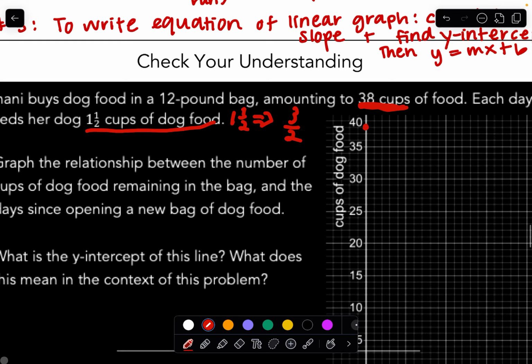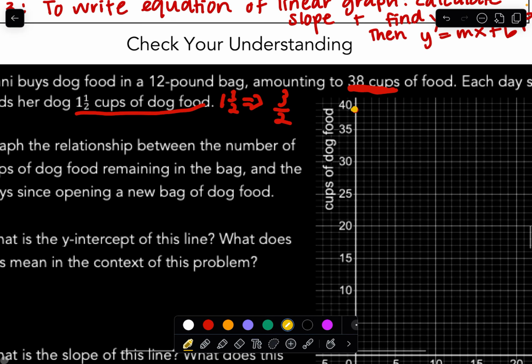So let's go. Again, I'm going to do it in orange. So we start there, we go down. Now remember, I'm saying this without really talking about why I go down instead of up. Because if the dog's eating 1.5 cups of dog food or 3/2 cups a day, you're losing that much each day. So that means we're going down. So I'm going to count down 1, 2, 3. That's going down 3 and to the right, 1, 2, and that puts a dot right there.